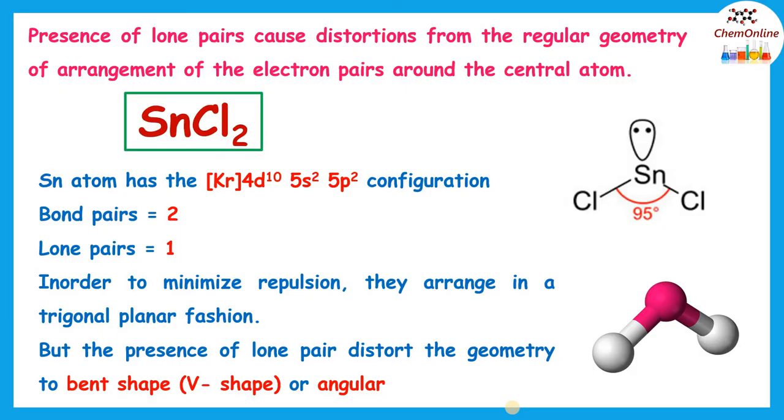Presence of lone pairs causes distortions from the regular geometry of arrangement of the electron pairs around the central atom because of their mutual repulsions. First, let's see the case of stannous chloride, SnCl2.